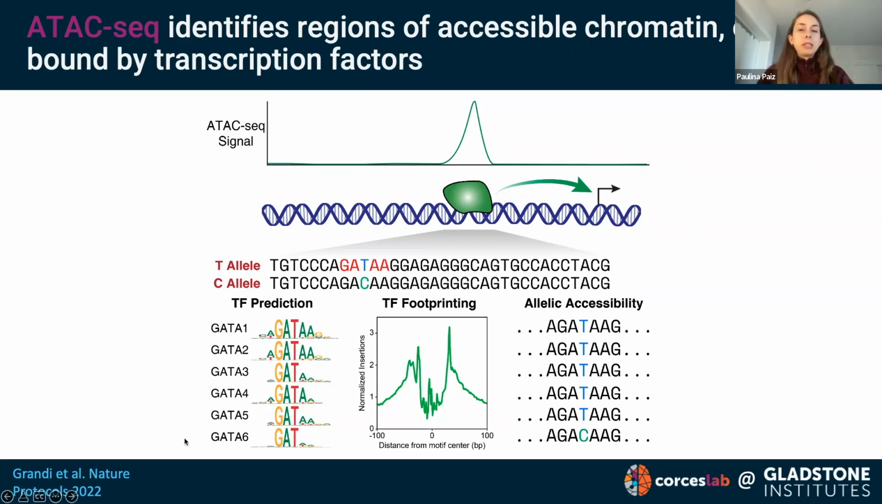For the purposes of this presentation, it's suffice to know that ATAC-seq identifies regions of accessible chromatin, often bound by transcription factors. And the way we like to think about it is that it sort of shines a flashlight on the regulatory elements that bind to the DNA. And that signal is what we call a peak. With that data, we can do all kinds of things, including transcription factor prediction, transcription factor footprinting, and identifying allelic accessibility.